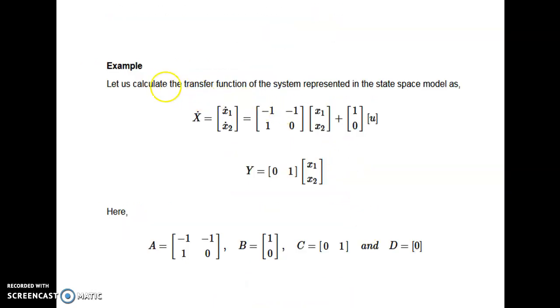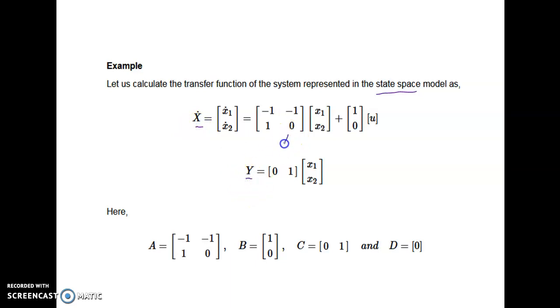So let me take one example. Here the question is: calculate the transfer function of the system represented in the state space model. That means here two equations are given. One is a state equation and another one is an output equation.